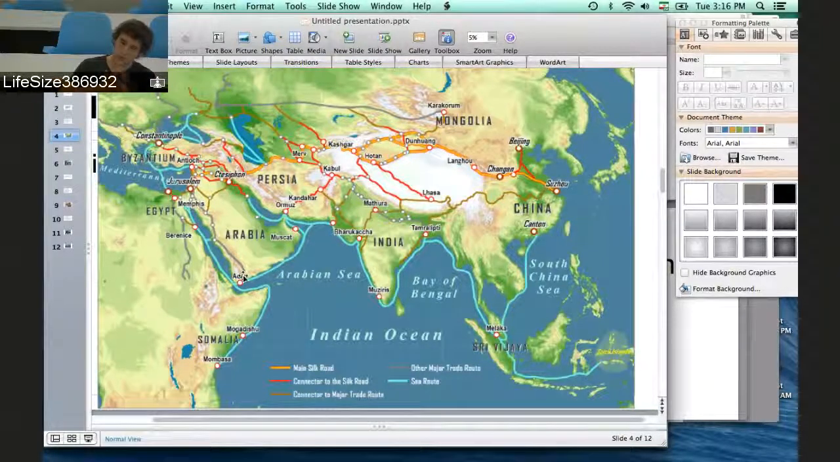And then also, just as a side note, relatives of the camels are the alpaca, the vicuna, and the llama, which are native to South America and have been brought up to North America.